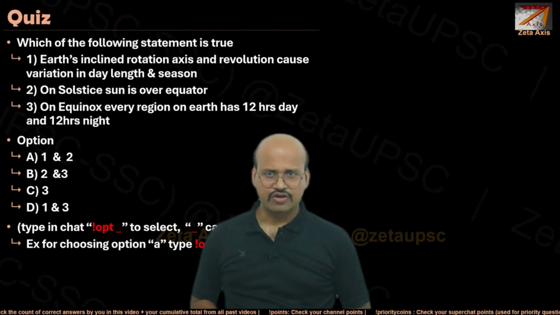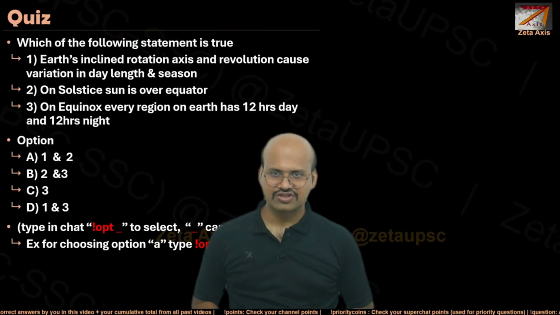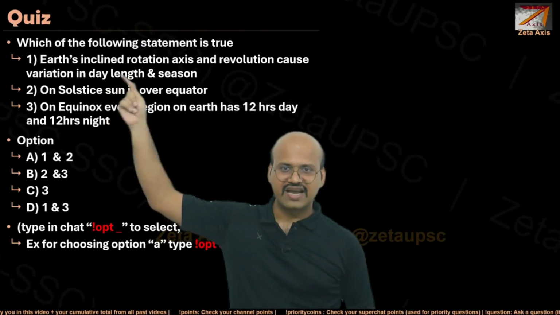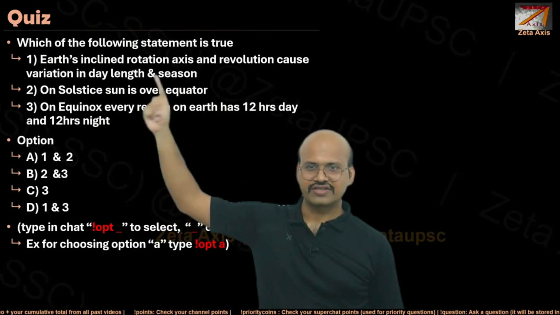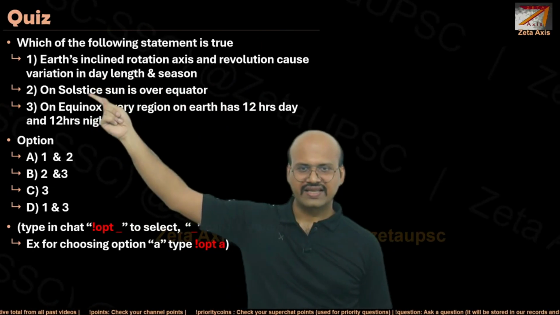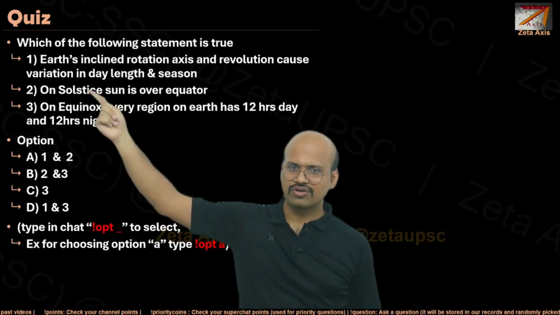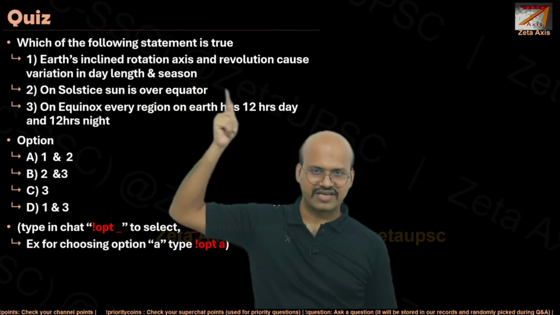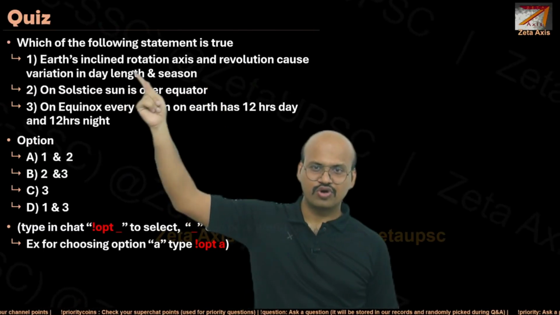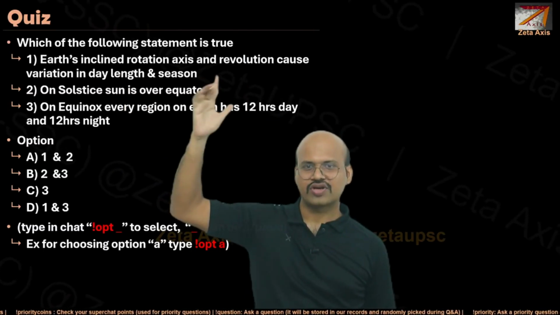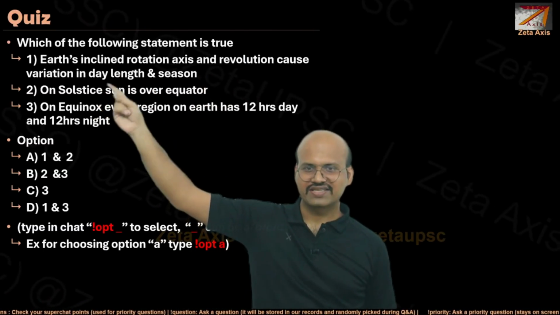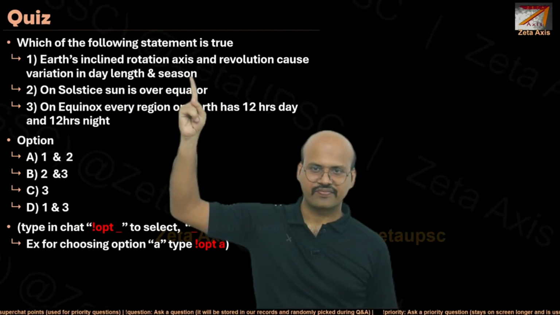Here is again a quiz. Which of the following statements is true? Earth's inclined rotation axis and revolution causes variation in day length and season. So here we have both the terms day length and season, and this statement is basically true because both of these things combine together to give us this variation in day length as well as seasons.